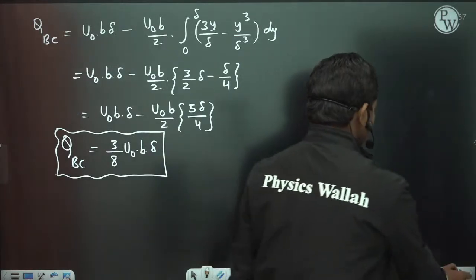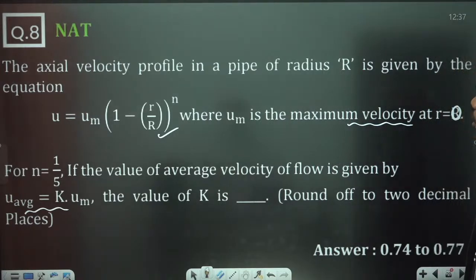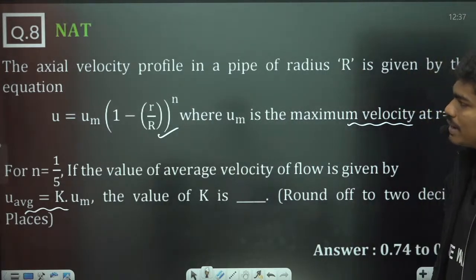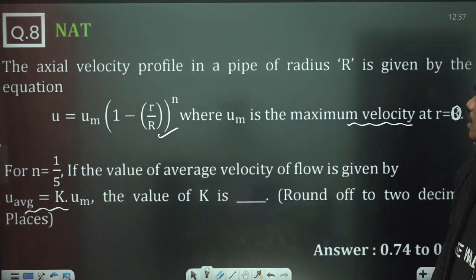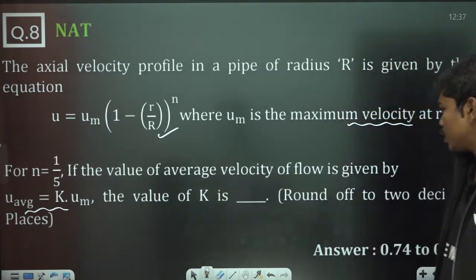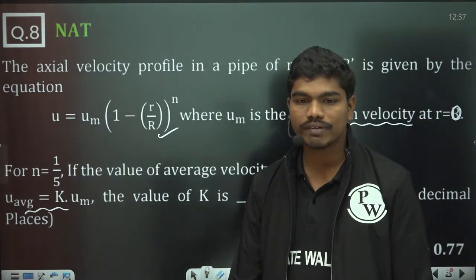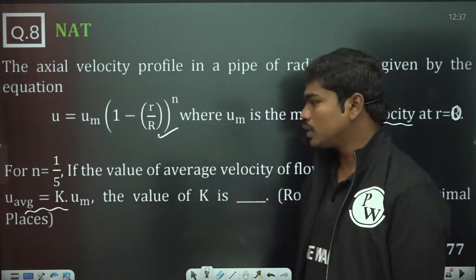See this question: the axial velocity profile in a pipe of radius capital R is given by the equation u is equal to um times (1 minus small r by capital R) whole power n, where um is the maximum velocity at r is equal to 0. For n is equal to 1 by 5, the value of average velocity of the flow is given by u average is equal to k times um. The value of k is dash.